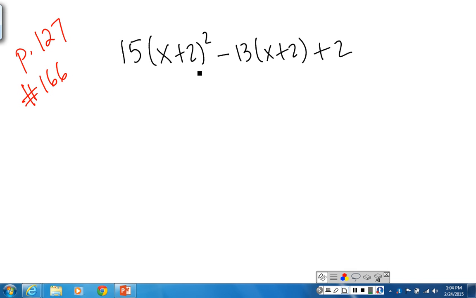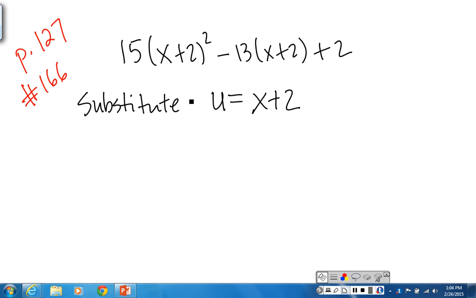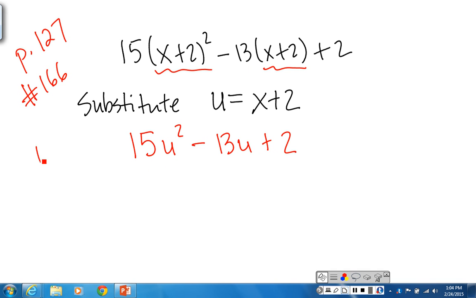So what I'm going to do is I'm just going to substitute something right quick. Substitute, we're going to use u equals x plus 2. So I'm going to change this problem to, write this in red, 15. Now if u equals x plus 2, then it's going to be u squared minus 13, right? U again plus 2. So I'm going to factor this first.